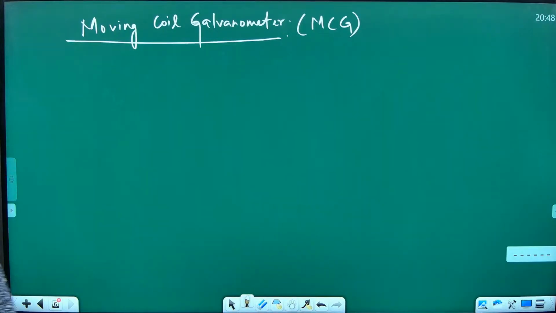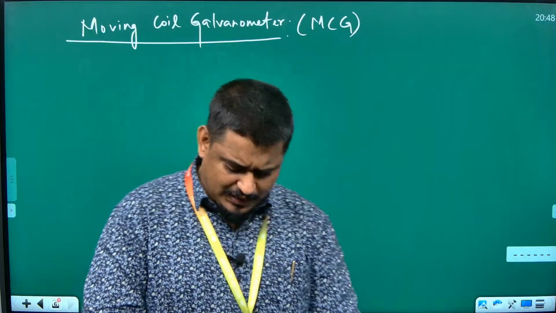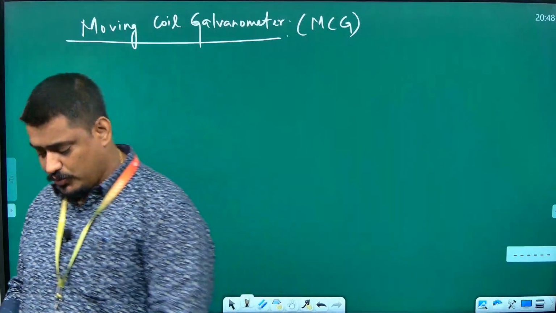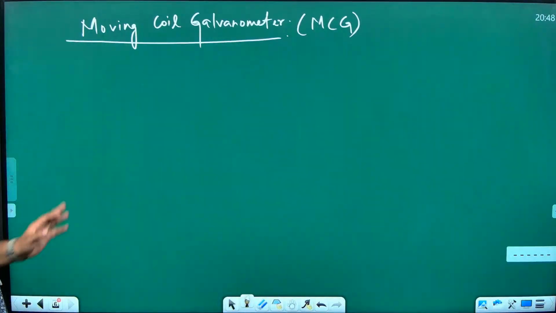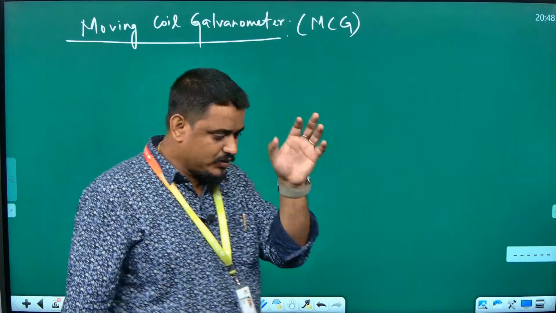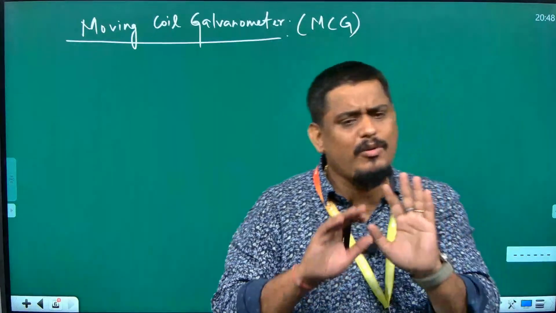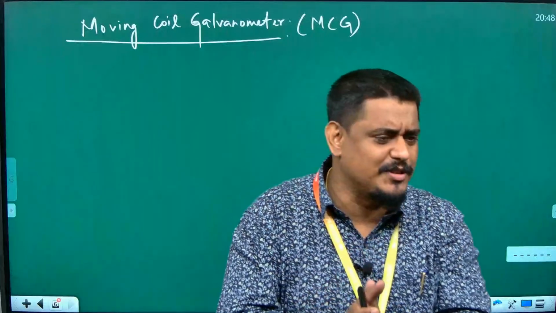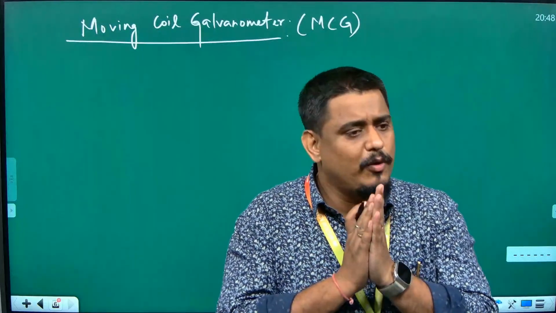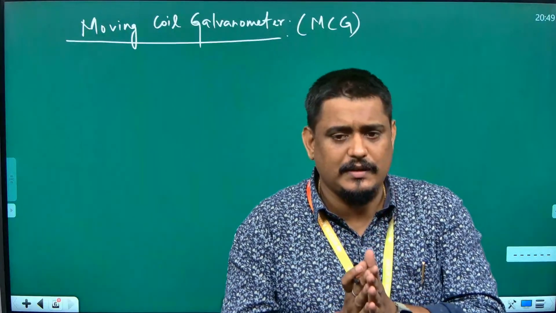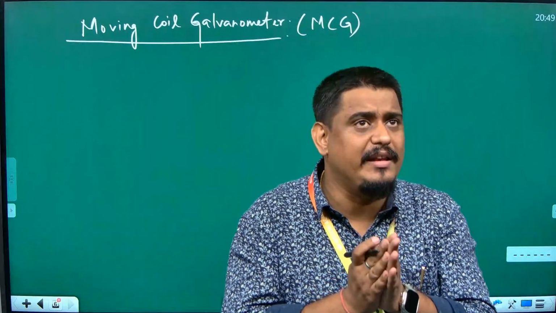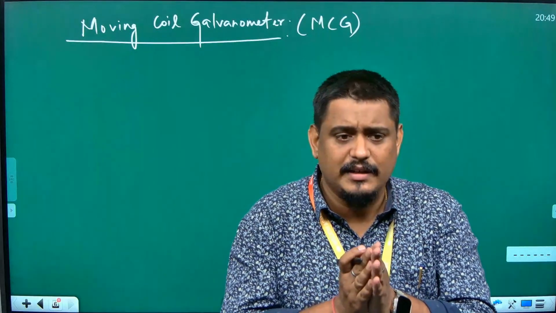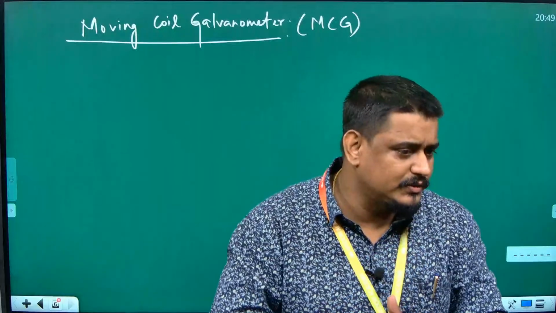Okay, now please pay attention. I will give time for writing. We don't have much time left now, so I will just give you some idea about this topic. The logic of MCG is very simple. We know that whenever a current carrying coil is kept in a magnetic field, it will have a torque on it.